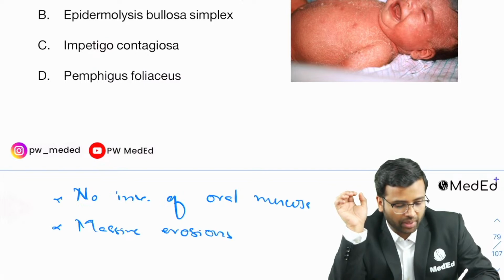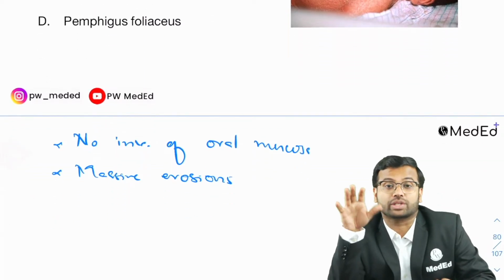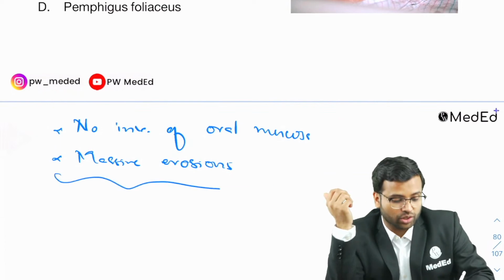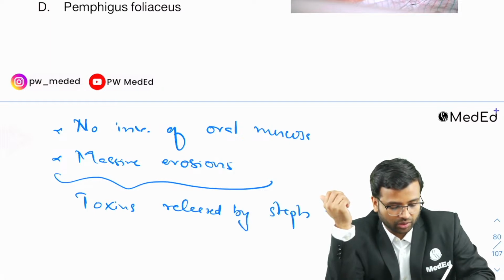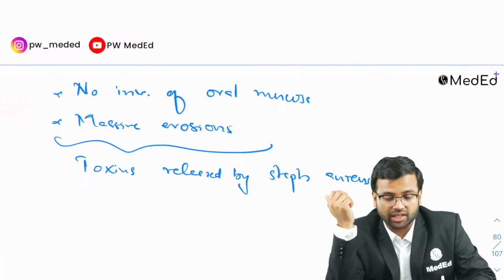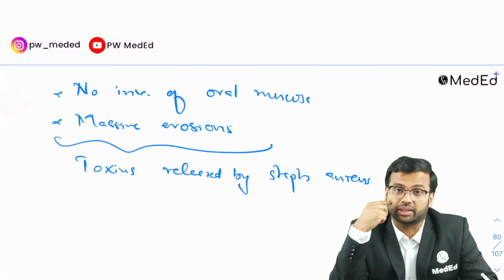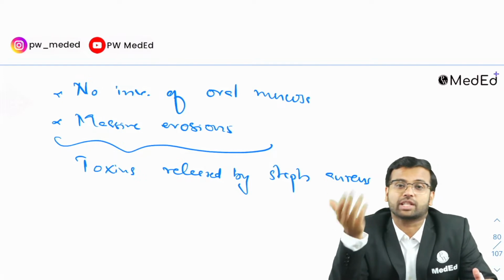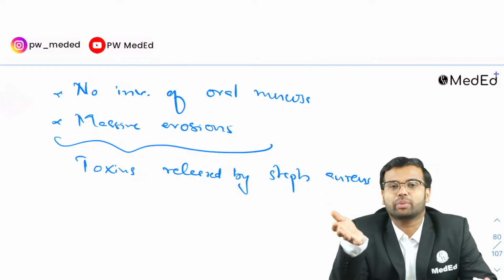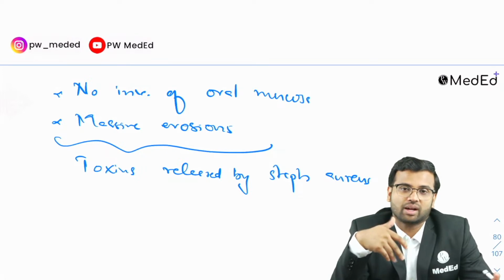And why does the patient get these kind of massive erosions? These erosions are due to the toxins that are released by Staph aureus in the blood. Fine. And then how does the patient present to you? Massive erosions plus fever. So since it is going to be due to staph toxins, what is the treatment?